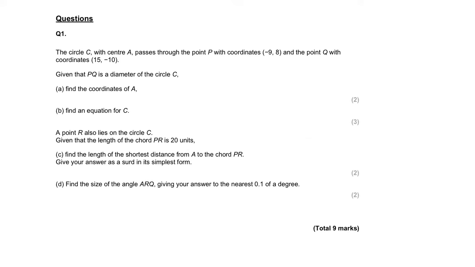Question 1. The circle with centre A passes through the point P with coordinates -9, 8, and the point Q with coordinates 15, -10. Given that PQ is the diameter of C, find the coordinates of A.